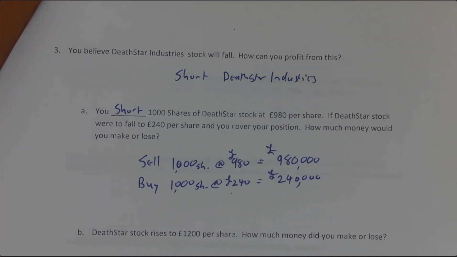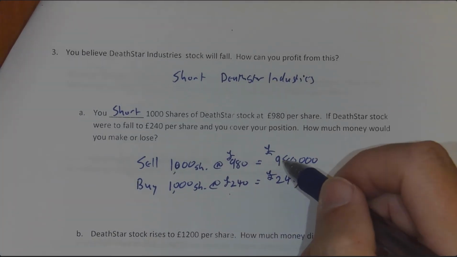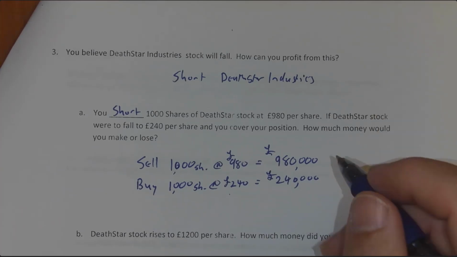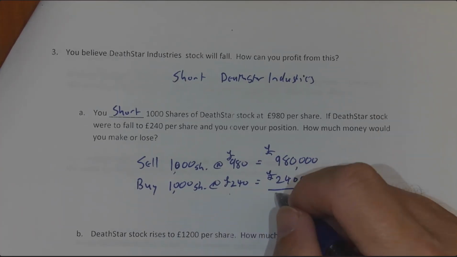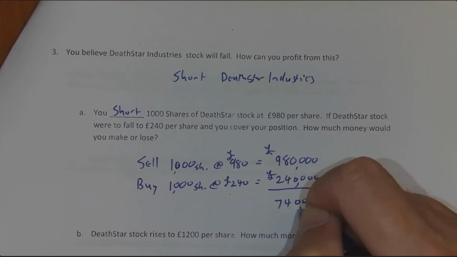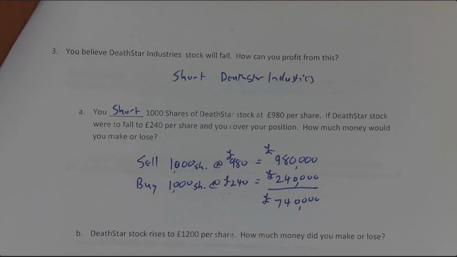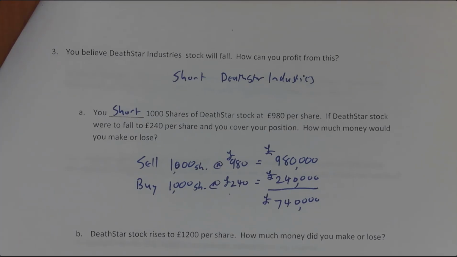So how much money did we make here? Well, we bought at 240, we sold at 980. If you take the difference, we made 740,000 pounds. So this was great. We thought Death Star was going to go down, so we shorted it. We sold it at 980, we bought it back at 240, and we made 740,000 pounds.